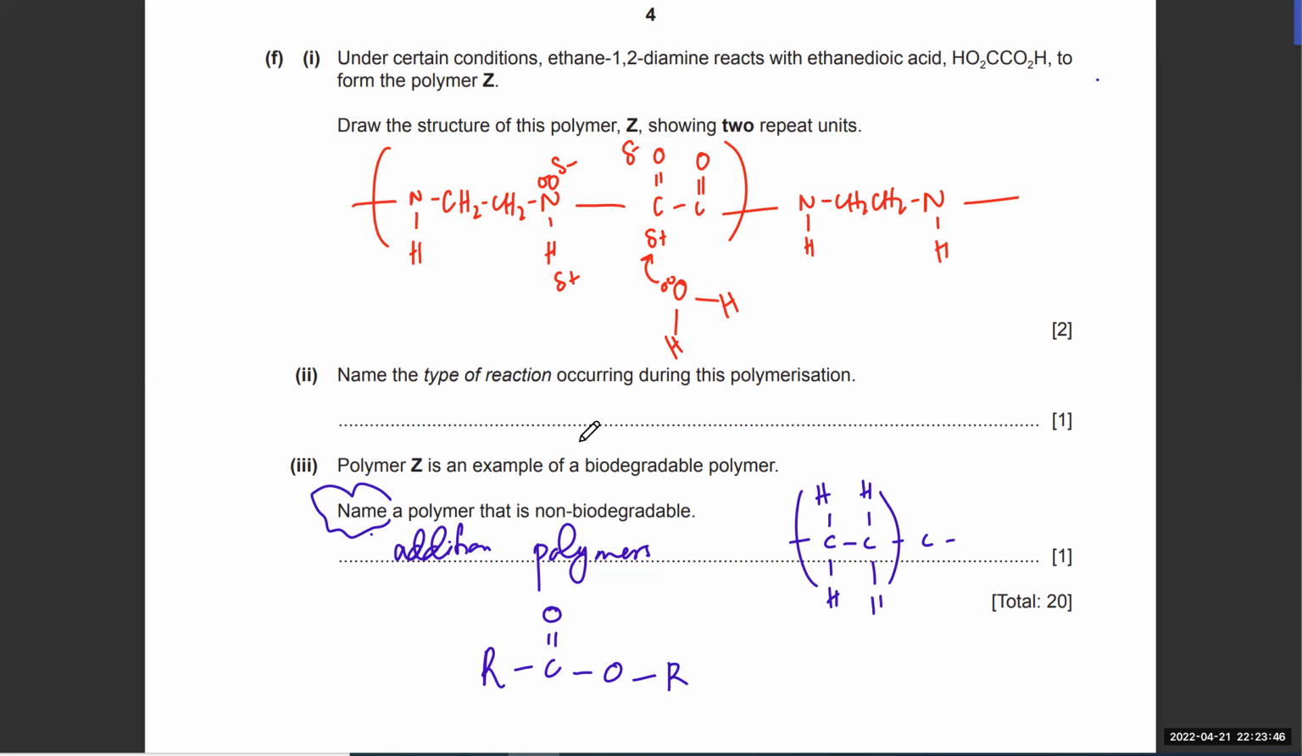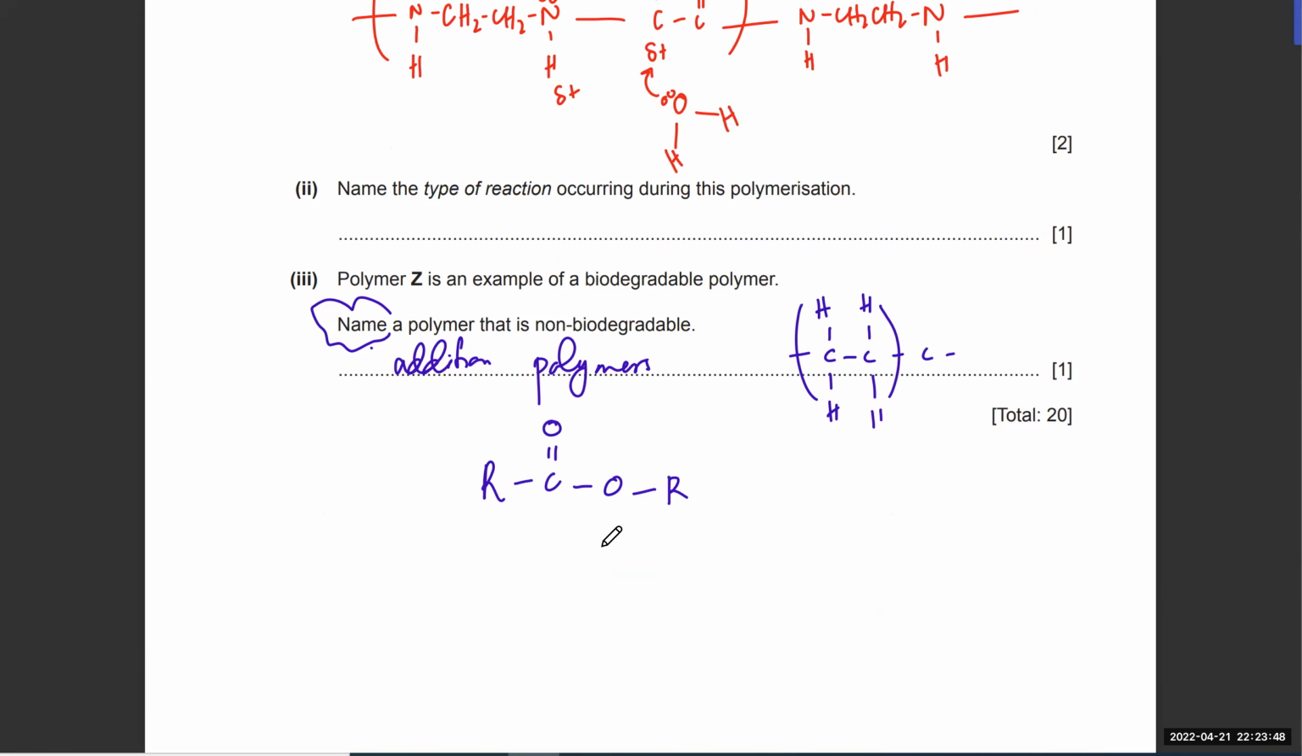Polyethylene. Okay. How many addition polymers do you know of? Polyethylene is one. That's your normal everyday plastics, polyethylene bags. You've got PVC, you've got PTFE. These are the common ones.